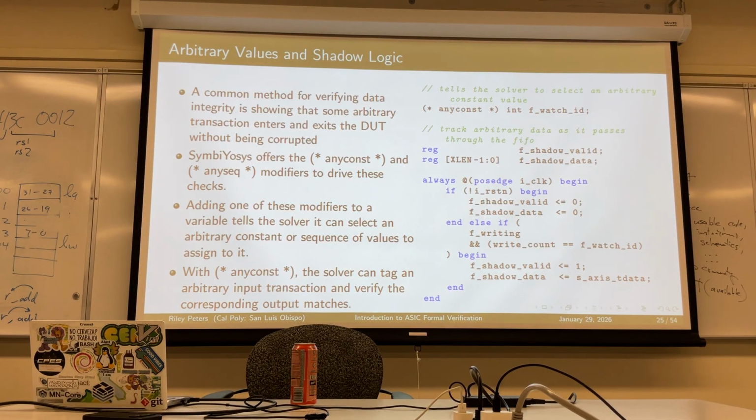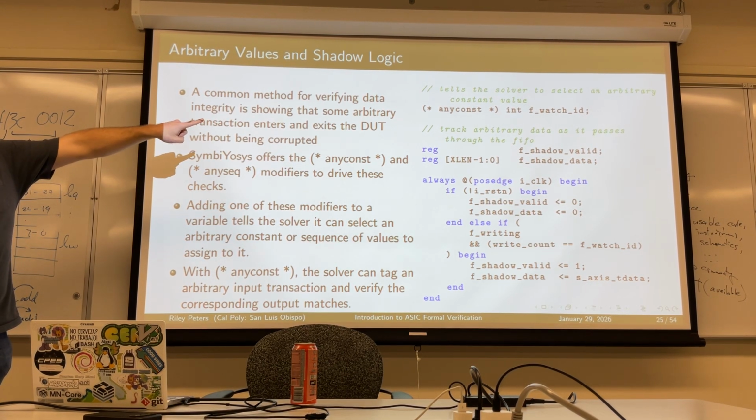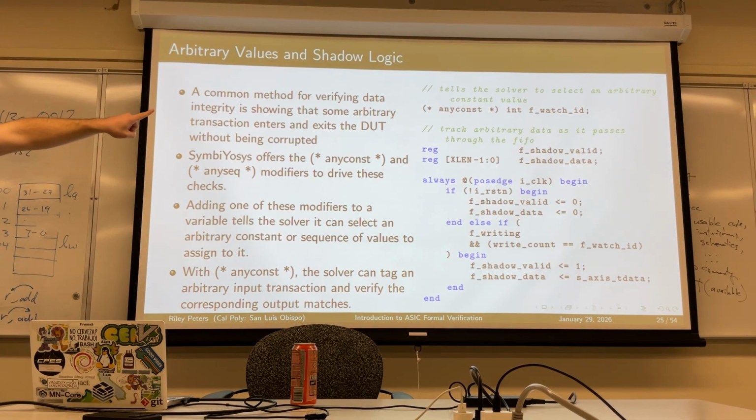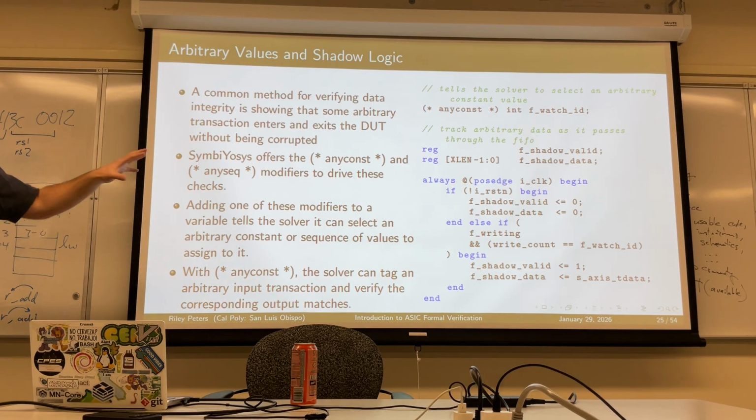For example, let's say I have a FIFO that I'm trying to check, and I want to prove that every transaction that I write to it, when I read that transaction, it doesn't get corrupted. What you can do is pick an arbitrary constant index value to watch, and then on that index, when I write to the FIFO, I track what data I wrote, and on the read index, I can compare those two. So I can pick an arbitrary transaction during the formal check and make sure that the data going in is the data going out.